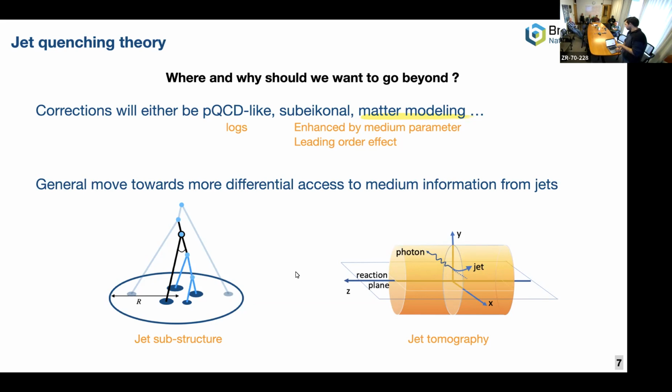And this becomes even more important because in recent years, of course, the goal is to go deeper and deeper into the details of the jet structure using substructure techniques or going to jet tomography. And to do this, you need to model better the modifications of the jet imprinted by the medium.